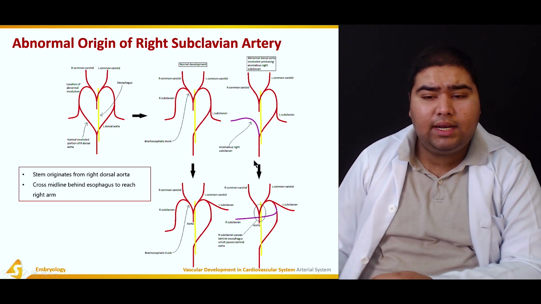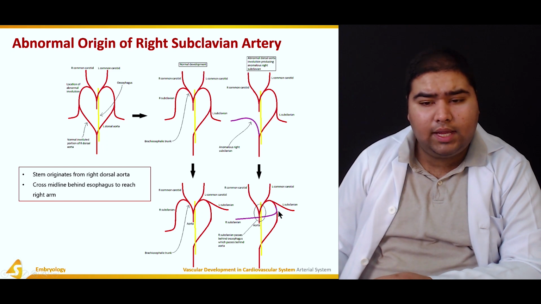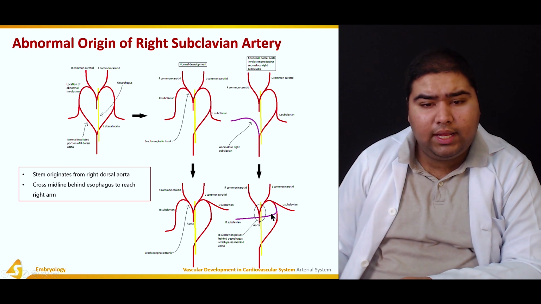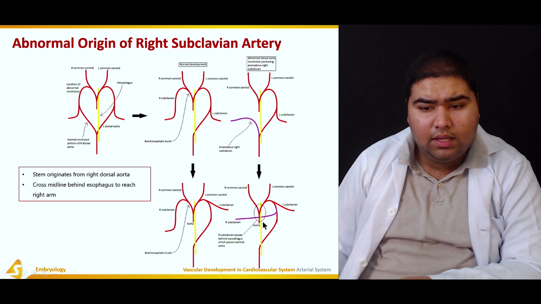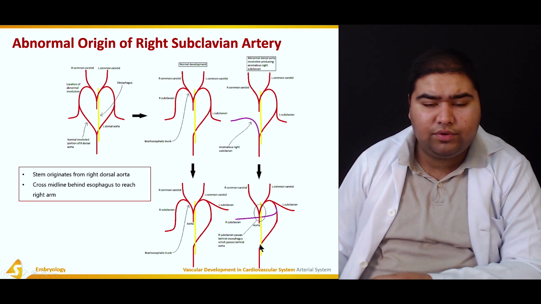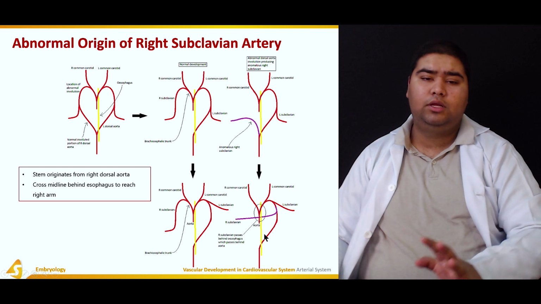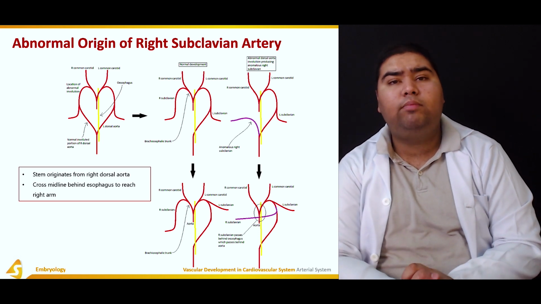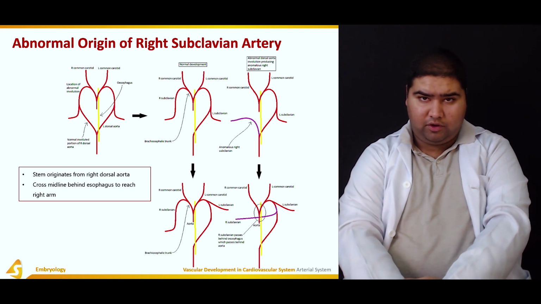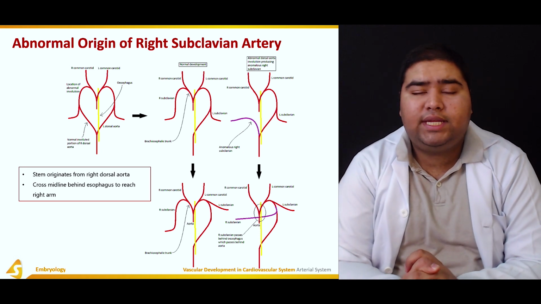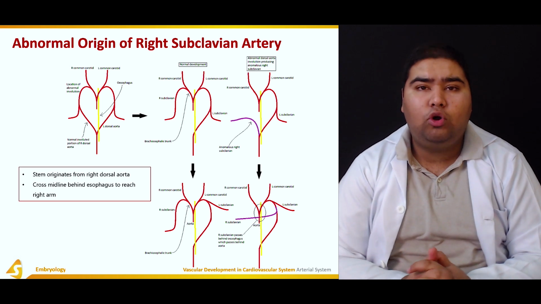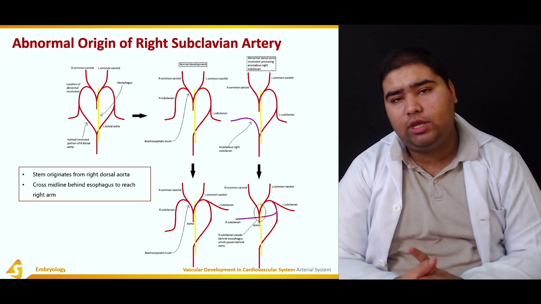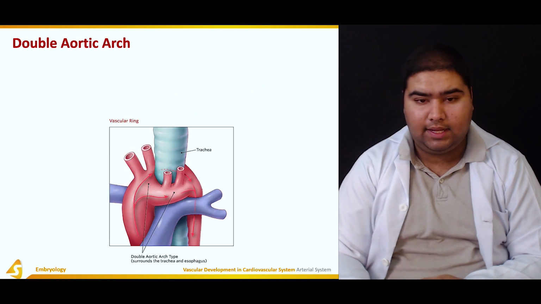It crosses the midline. Now here you can see it is originating from the dorsal aorta and then crossing the midline behind the esophagus. Here, this in yellow is the esophagus, to reach the right arm. So this is how an abnormal right subclavian artery is formed. Don't be intimidated by it. It's simple, it's easy. Just remember the normal development and then you'll get to know the abnormal development very easily.